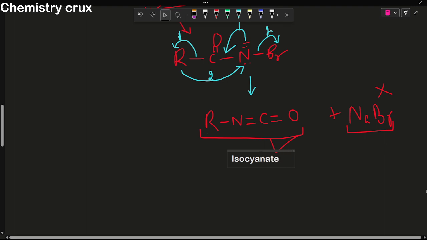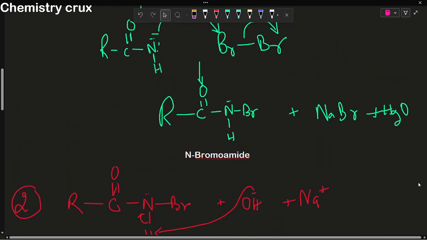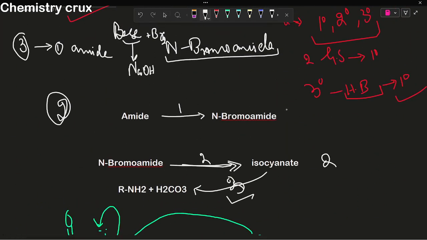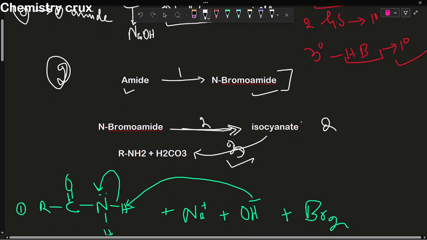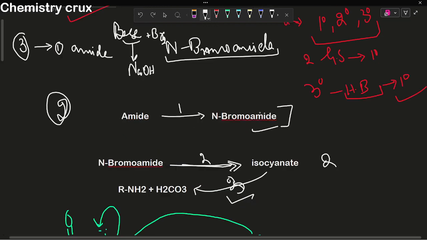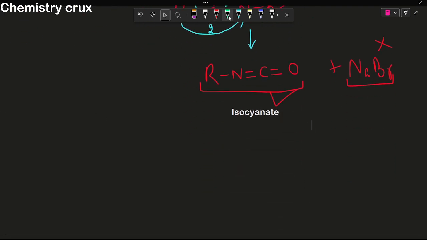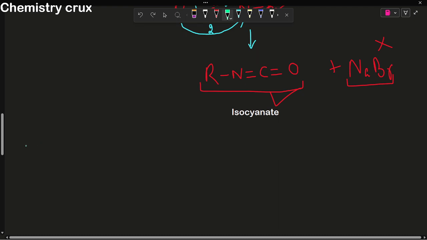Fine. Now you can see that we have done the 2 steps of the reaction. The first was the formation of N-bromoamide from amide. The second was N-bromoamide to isocyanate, which we have also seen how that happens, right? Now let's go with the third step of the reaction. Let me write that down in green. So here is the third step of the reaction.